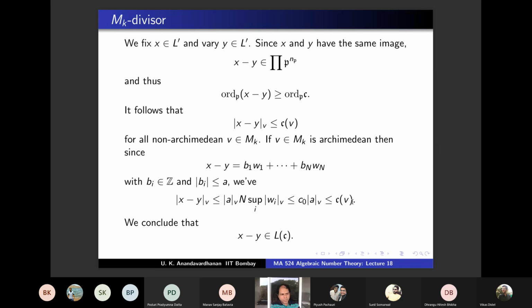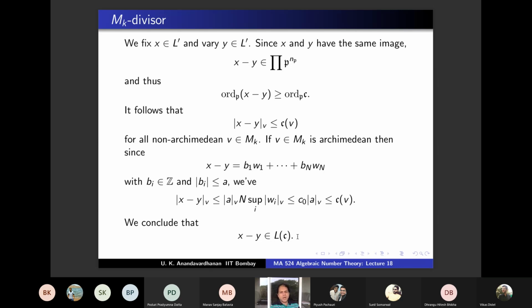What was the definition of LC? It consists of all those X in K such that mod X V is less than or equal to CV for all V. What you have proved is mod X minus Y is less than or equal to CV for all V. Therefore, X minus Y belongs to LC. So if you fix an X in L prime and Y varying in L prime, you have shown that X minus Y belongs to LC.